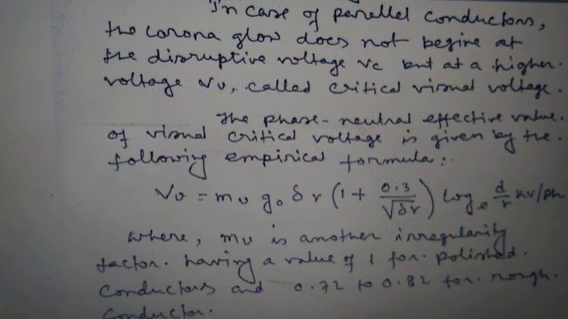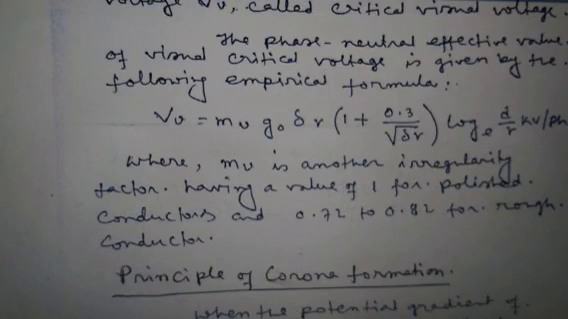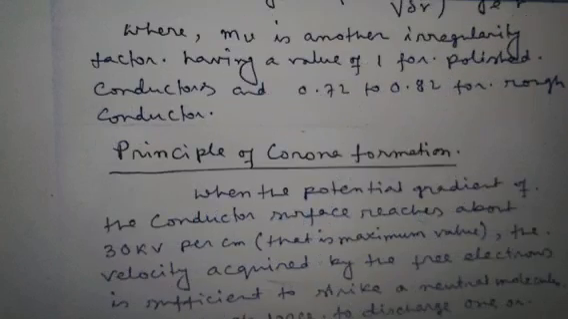The phase to neutral effective value of visual critical voltage is given by the following expression: Vv equals mv into g0 into delta r into 1 plus 0.3 divided by root over of delta r into log e d by r kV per phase, where mv is the irregularity factor having a value of 1 for polished conductor and 0.72 to 0.82 for rough conductor.